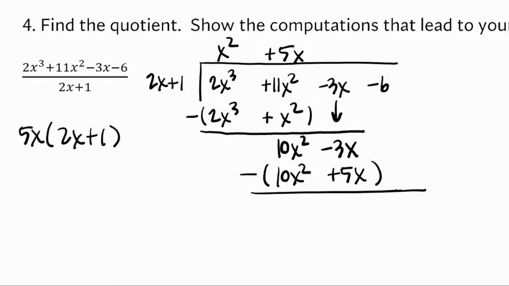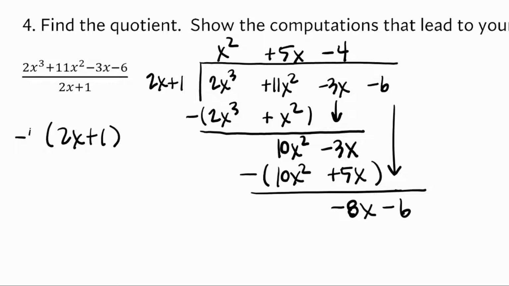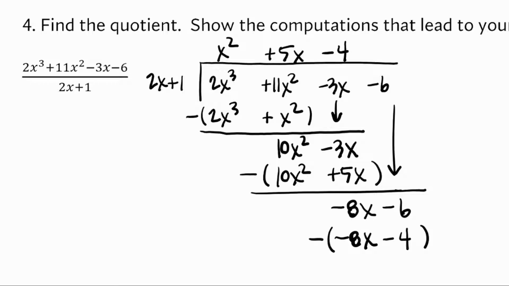I'll have negative 3 minus 5 is negative 8x minus 6. And then I would need to multiply that 2 here by a negative 4 to get negative 8x. So when I multiply that from down here, I'll have negative 4 times 2x is negative 8x, and negative 4 times 1 is negative 4. That's what I'm subtracting. I'll get myself a remainder here. It looks like negative 6 minus negative 4 would be negative 2.